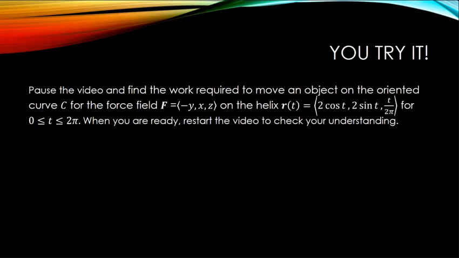Now you get to try it. Pause the video and find the work required to move an object on the oriented curve C for the force field given by F is equal to a vector with components negative y, x, and z on a helix that's given by r of t is equal to a vector with components 2 cosine t, 2 sine t, and t over 2 pi, for 0 less than or equal to t, which is less than or equal to 2 pi. When you're ready, restart the video to check your understanding.